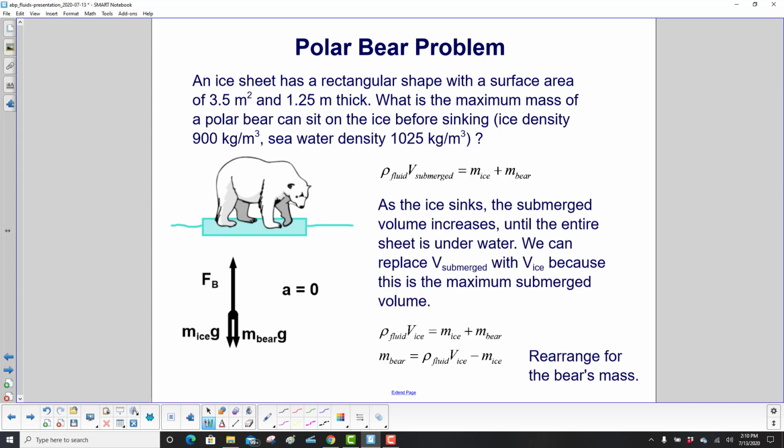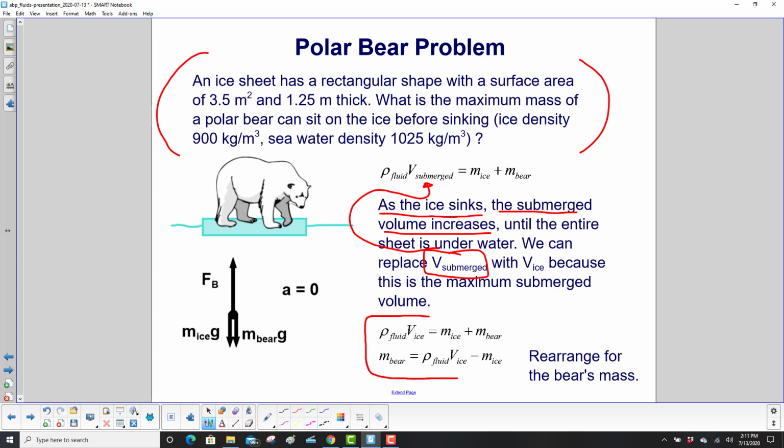As we keep on putting heavier bears on the ice sheet, the ice will start sinking, which means the submerged volume will increase until the entire sheet is underwater. And that's the question of the problem. So at that point, we'll consider the ice sunk and the bear is in the water, at least his feet. We then replace V submerged, right up there, that's the equation we got on the previous slide, with the volume of the ice, because that is the maximum submerged volume of the ice.